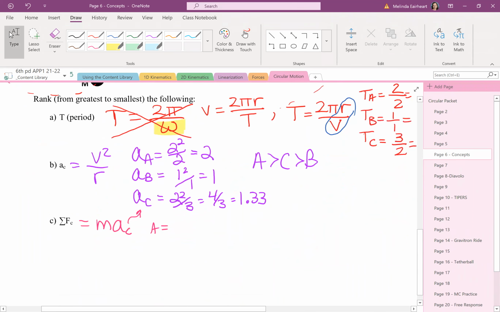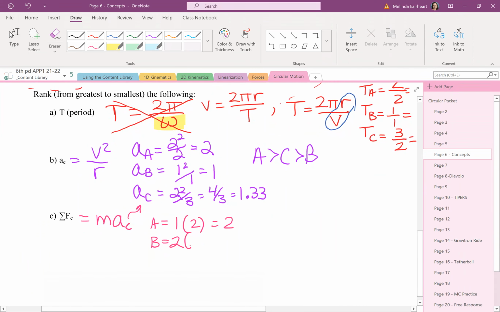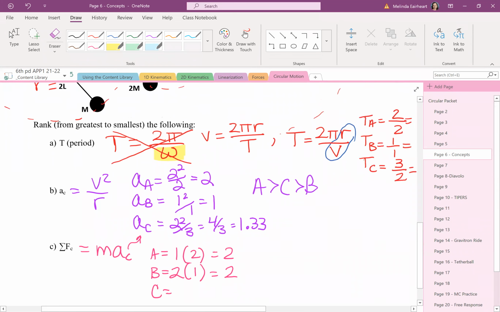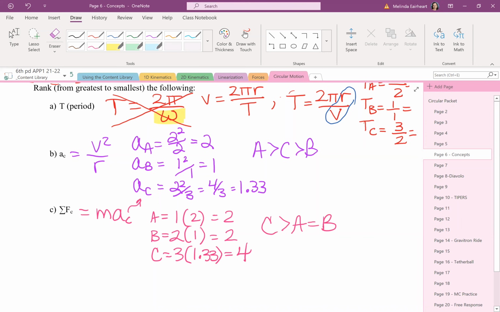Mass factor of 1 times 2. For B, it has a mass factor of 2 and an acceleration of 1. And C has a mass factor of 3 times 1.33, which is 4. And so we'd get C is greater than A equals B. So doing some algebra without actual values for the numbers, right? Those proportions, the factor of. Good deal?